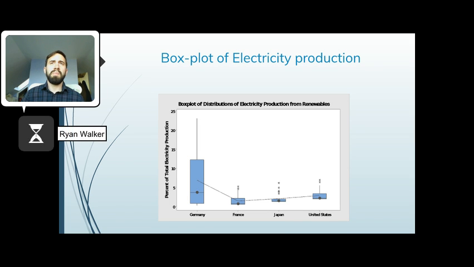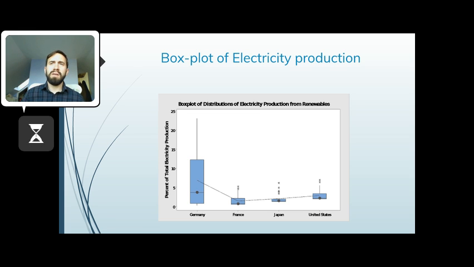Now, here we have a box plot showing the distribution of electricity production from renewables for each country. And to be expected, Germany's distribution is much larger, whereas the other three countries stayed pretty consistent over the time period we looked at. Thus, they have a much smaller distribution.